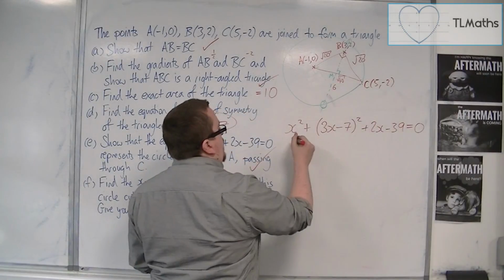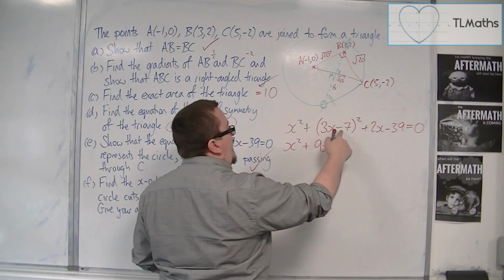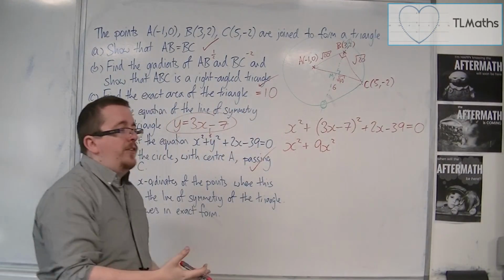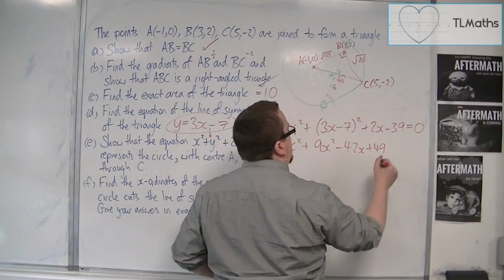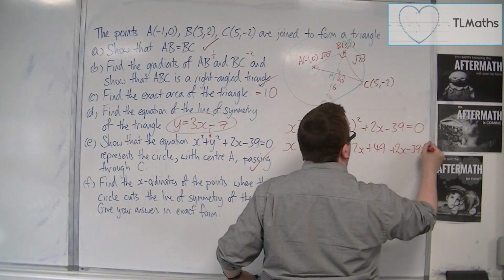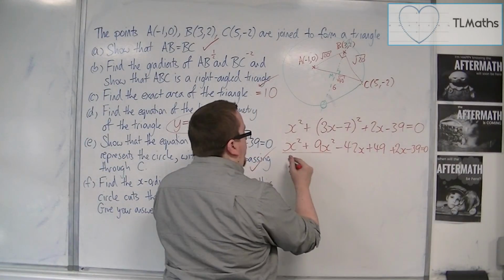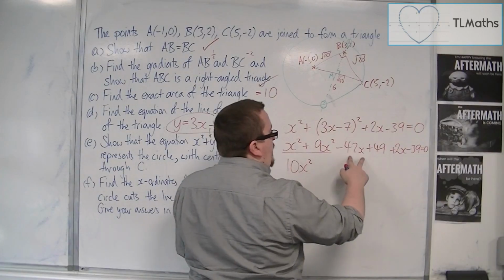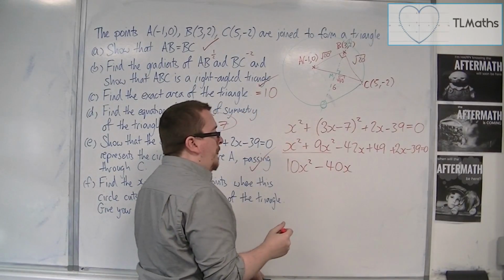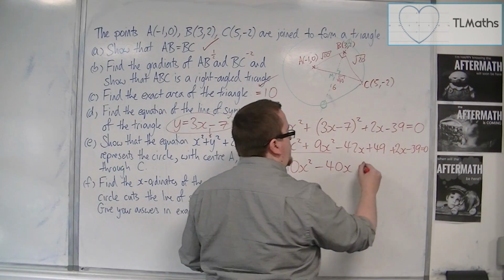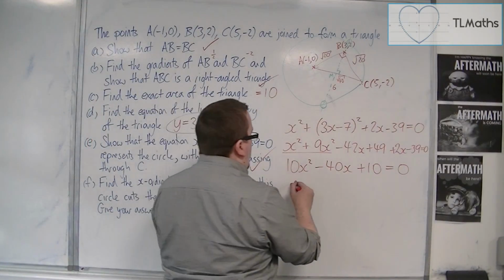So what do we have here? We're going to have x squared plus 9x squared. We've got 3x times minus 7, so minus 21x. So take away 42x plus 49 plus the 2x minus the 39. Now we want to tidy this up. We've got 10x squared there. We've got minus 42x plus 2x gives me minus 40x. 49 take away 39 is just 10. I then want to divide everything through by 10.